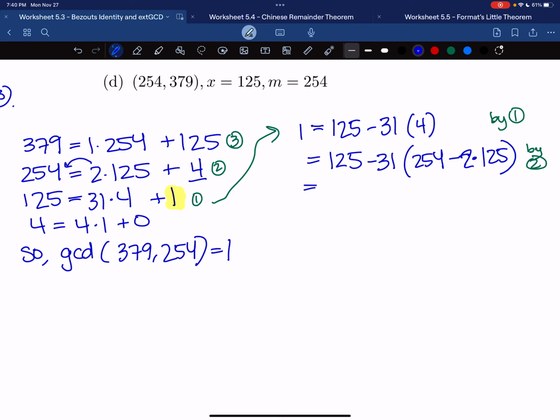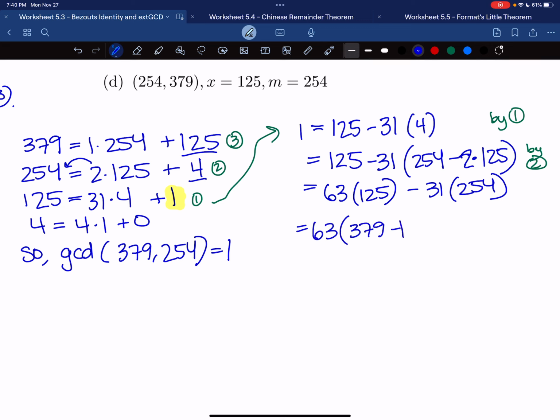I've got 125, and I've got plus 62 125s, so that's 63 times 125 minus 31 times 254. I just pulled the 125s together. But now from here, I've got that 125. I can split it up again. And I can say that's 63 times 379 minus 1 times 254, minus, and now we're going to keep this bit from above, 31 times 254. And that is from 3.